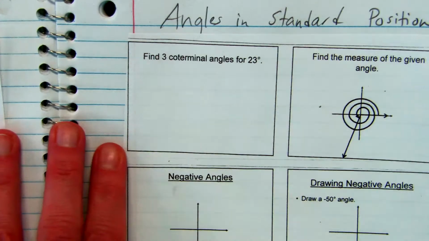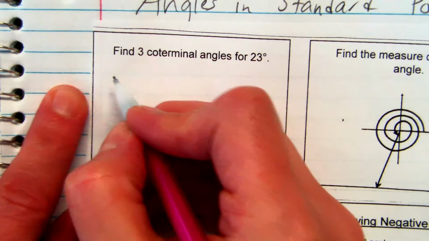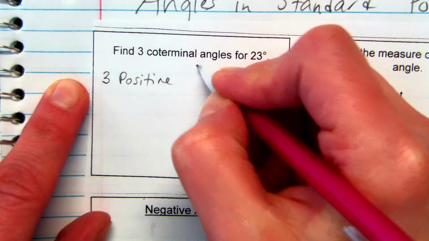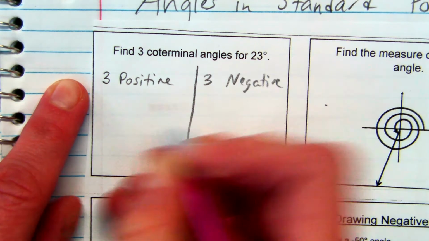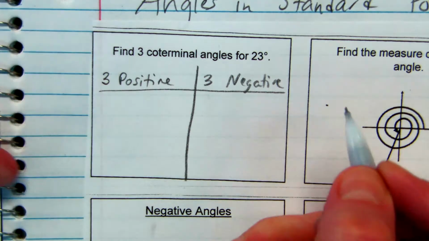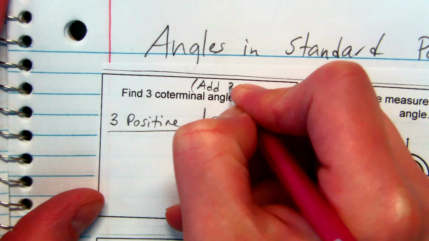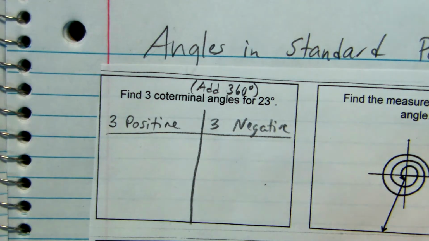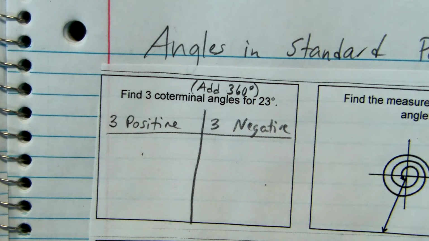Over here it says find 3 coterminal angles for 23. I'm actually going to break this up and do 3 positive, and 3 negative, because you could do either. What you do for these is you're going to add. What's the difference between a positive and a negative, if we're adding or subtracting? That's a good question. We'll do the positive now, then talk about negative angles, and then come back.